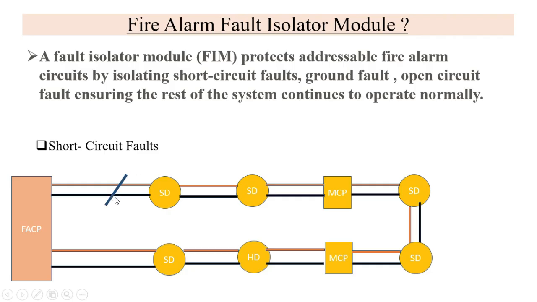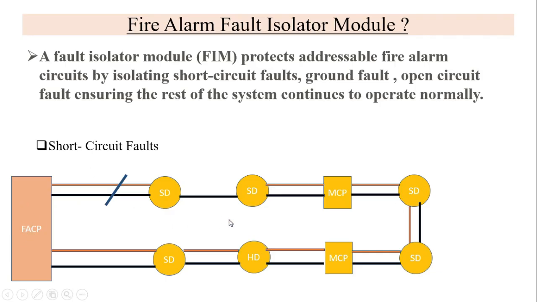When this occurs, the whole loop will be disturbed. All the loop devices, even 100 or 200 detectors, will be out of zone, meaning they will show trouble and will not be healthy. It will even damage the loop card as well, because these are sensitive devices with PCB boards, so they can burn out due to short circuit faults. Even the fire alarm panel can be damaged due to these faults.